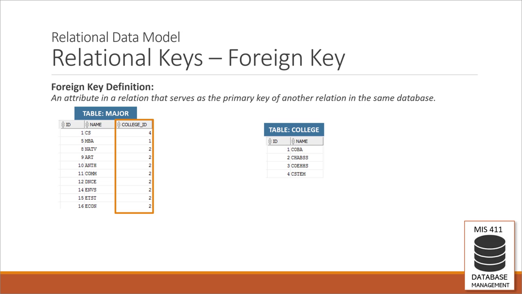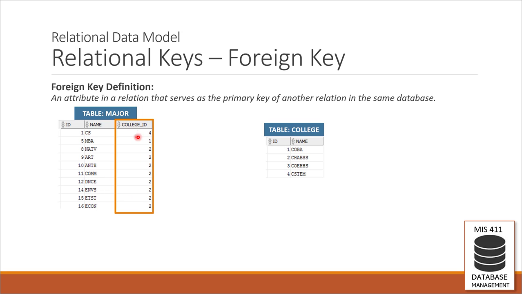So now we're going to talk about foreign keys, which is another type of relational key. And these are somewhat more complicated than primary keys. A foreign key is defined as an attribute in a relation that serves as the primary key of another relation in the same database. Now I'm going to change the terminology a little bit based on what we know and what we're talking about when we refer to relations and attributes. So let's call this a column in a table that serves as the primary key of another table in the same database. Okay.